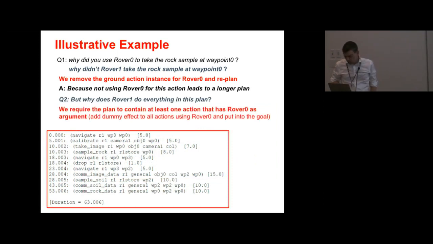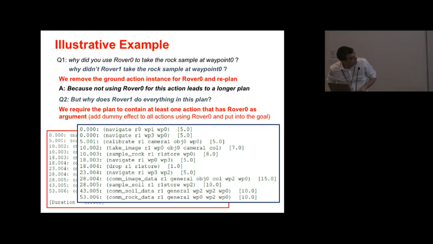So what you can do is force the plan to contain at least one action that has rover 0 as one of the parameters. How you put that in the goal? There are a number of structured and formalized ways to translate this question into ways you can update your model in order to constrain your planner to find alternative solutions. And that's the new plan.